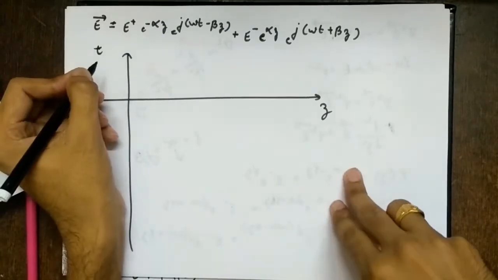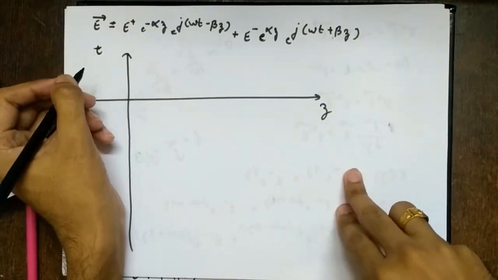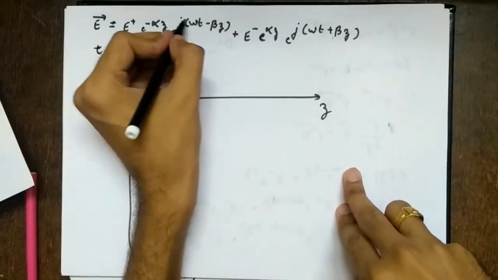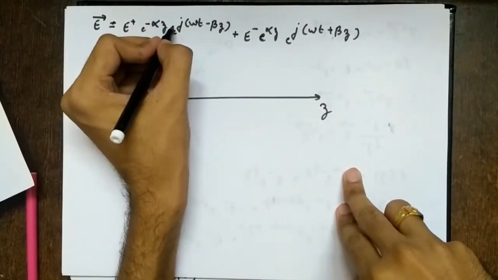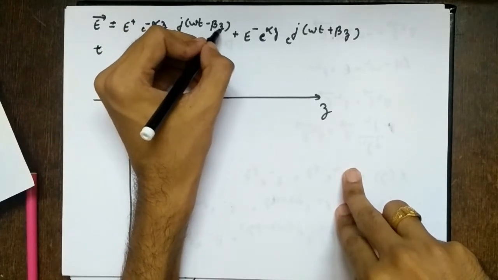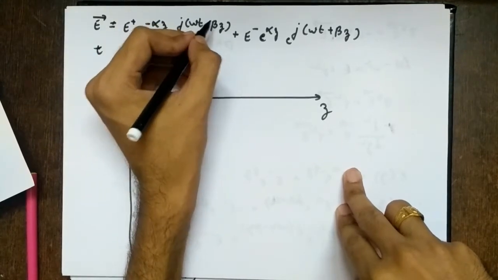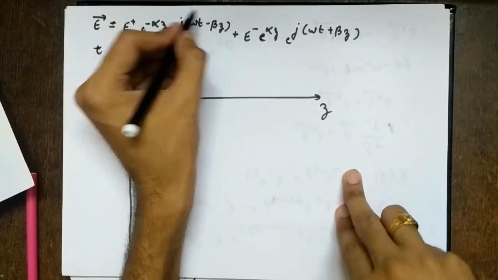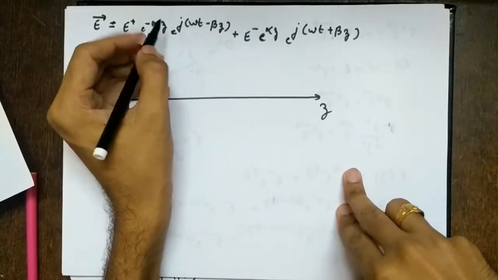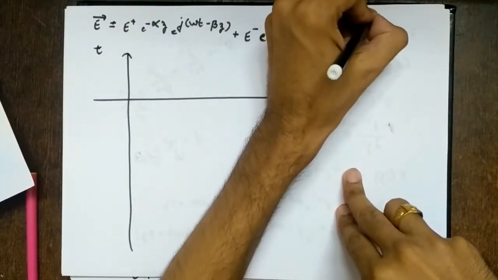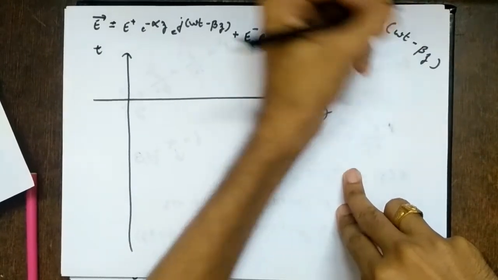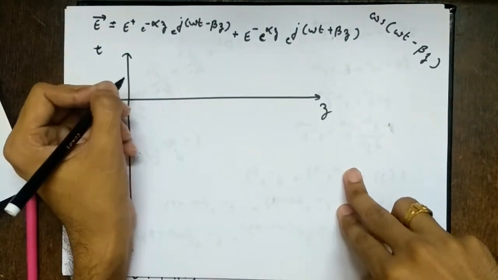So obviously this will be a sinusoidal waveform, right? So e raised to j times omega t minus beta z is what? Cos of omega t minus beta z plus j times sine of omega t minus beta z, cos theta plus j sine theta, right? Similarly this will also be cos theta plus j sine theta, right? So for simplicity I'll assume there are no imaginary terms, meaning I am assuming only cos of omega t minus beta z. So this is what I am assuming, right?